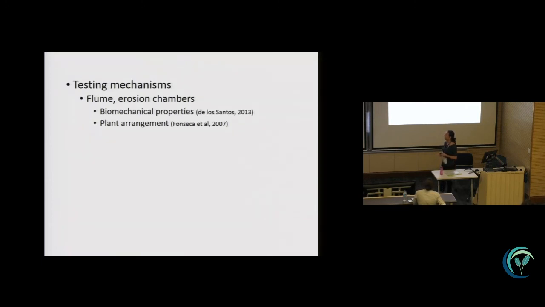So what goes on after this is that I'm going to look at using flume and erosion chambers to test out how the different canopy attributes actually perform under various calibrated shear and drag forces, and also start measuring biomechanical properties of the plants, and also think about plant arrangement, how different plants orientate themselves against a dominant wave water motion.